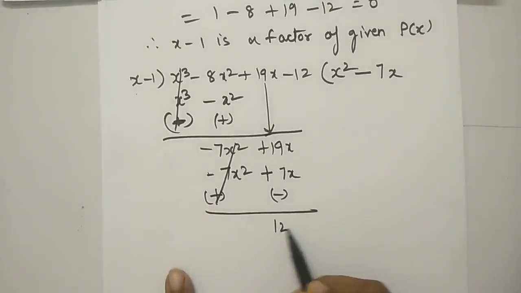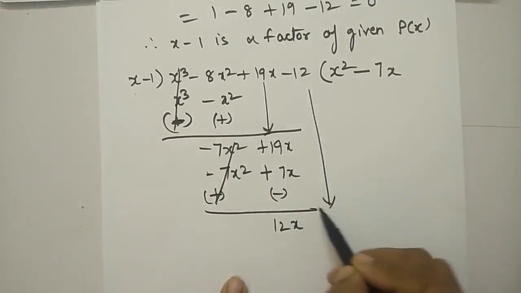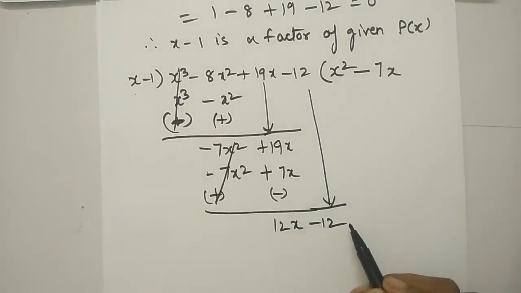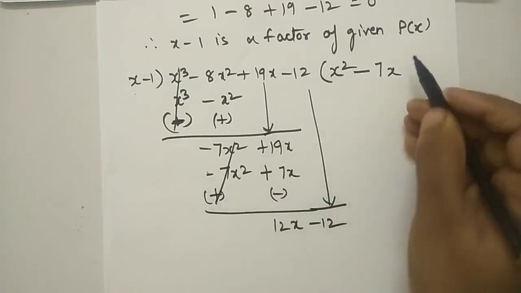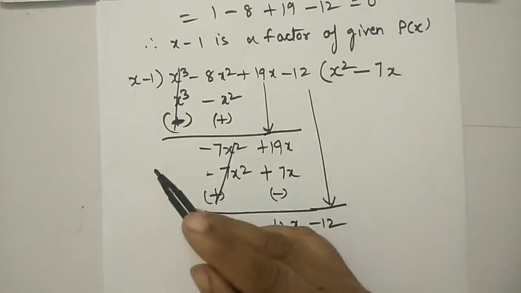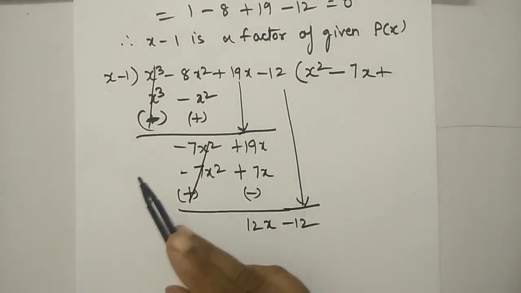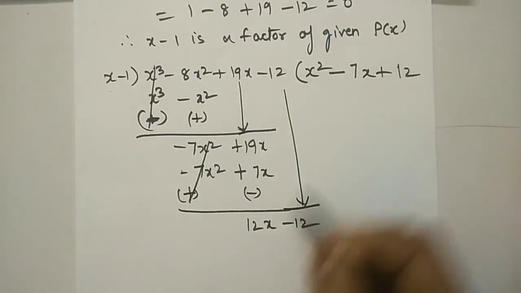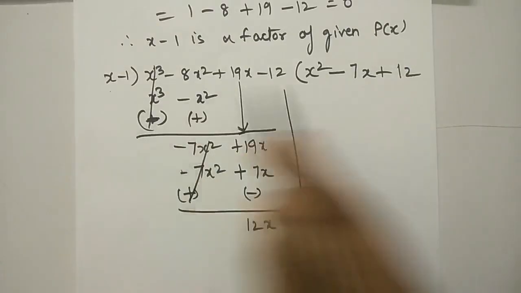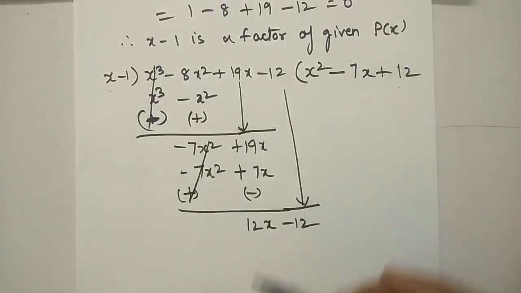Here it is 12x. Bring this down. Minus 12. Okay. Here minus, here plus, there also plus. So here it will be plus sign. Here 12, there 1. So 12. Here it is x. There is also x. So it is a constant term plus 12. Multiply with g of x. You will get 12x minus 12.